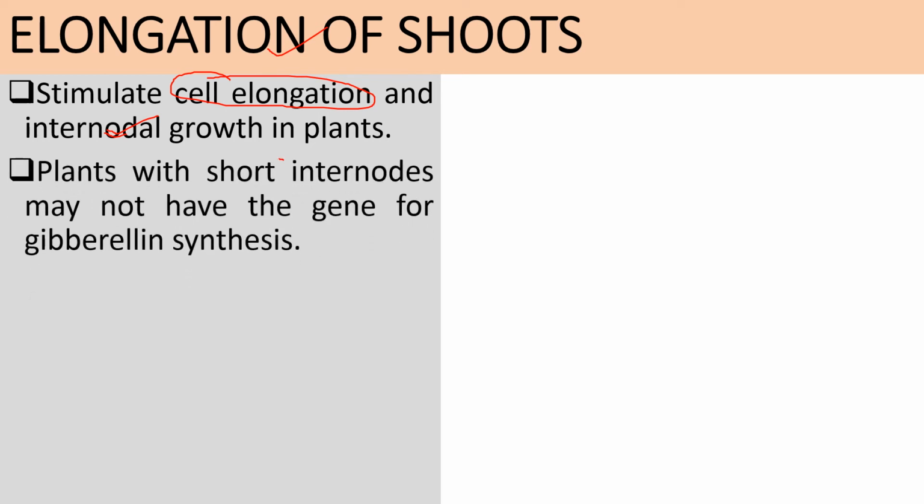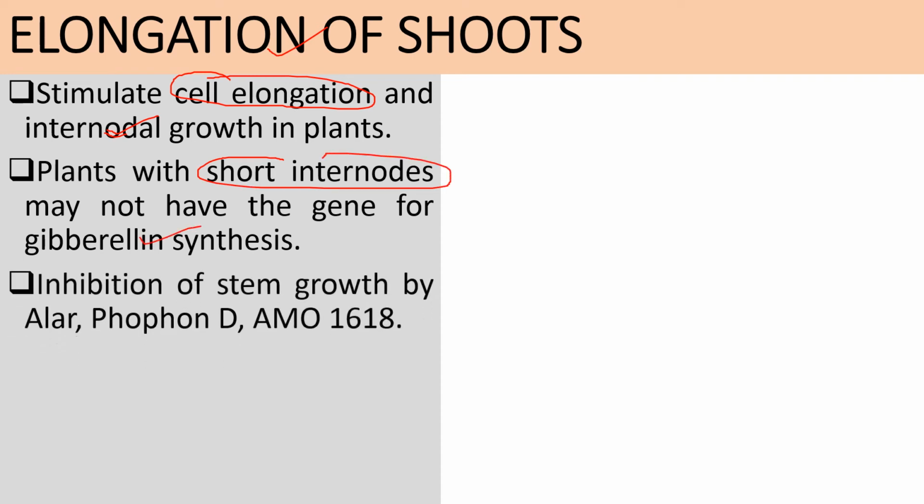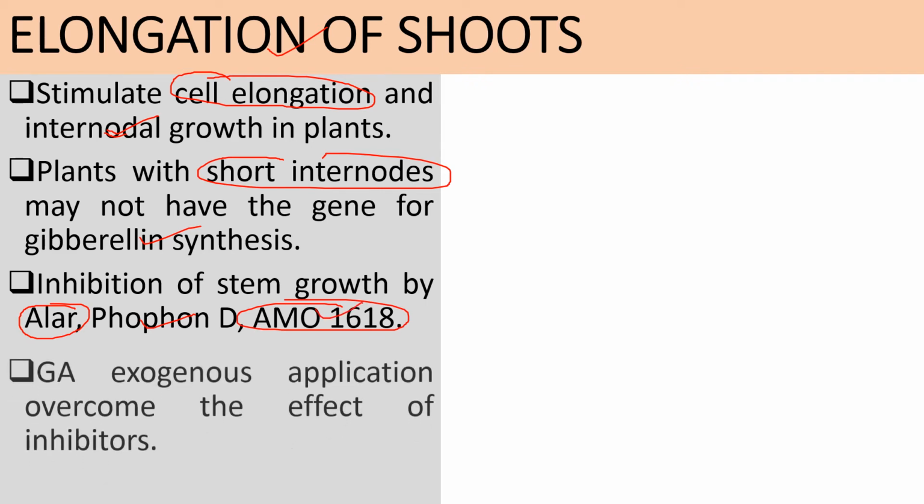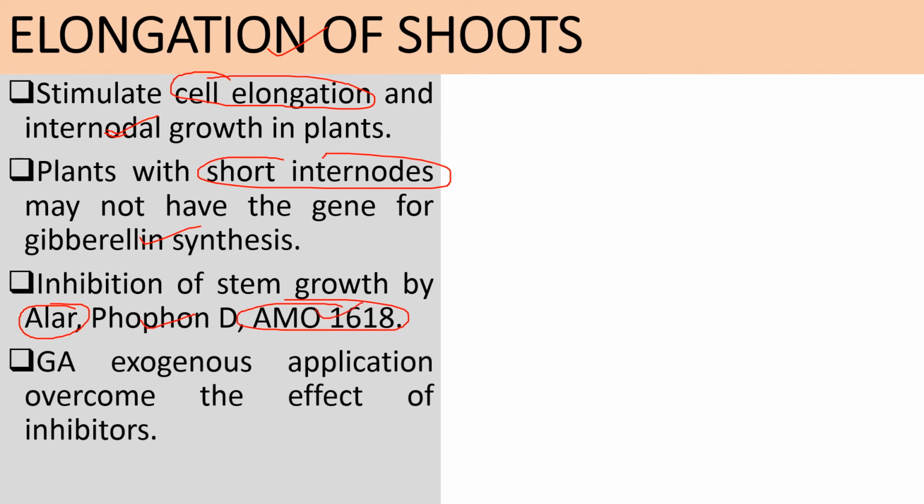So plants with short internodes may not have the gene for gibberellin synthesis. And there is inhibition of stem growth by some inhibitors like Alar, phosphon, and auxins, which are inhibitors of GA. So exogenous application of GA overcomes the effect of these inhibitors as well as the deficiency of the gene which is responsible for gibberellin synthesis.